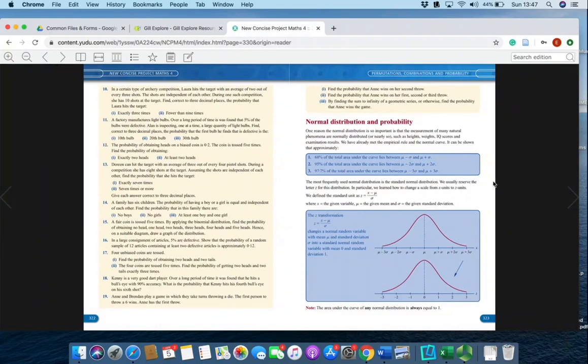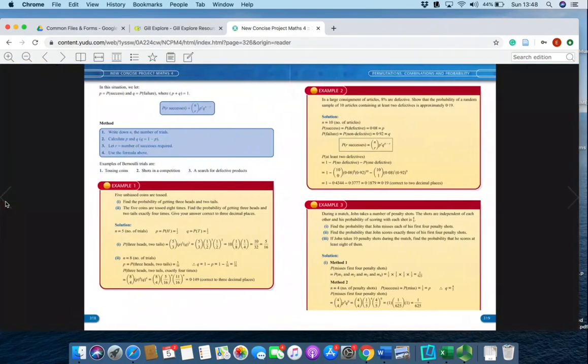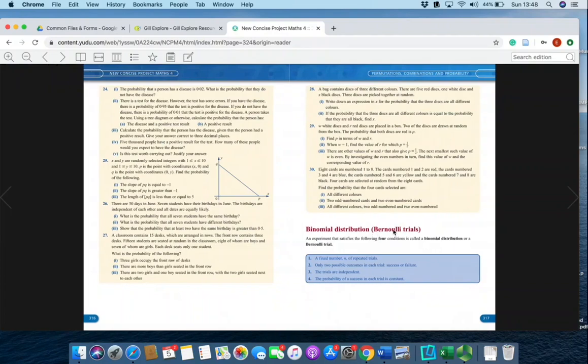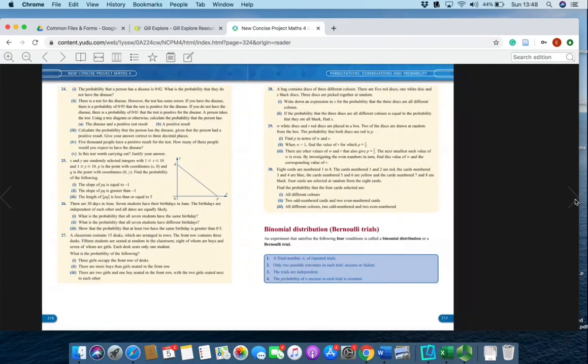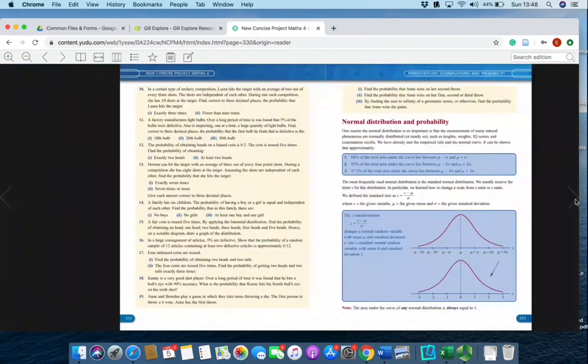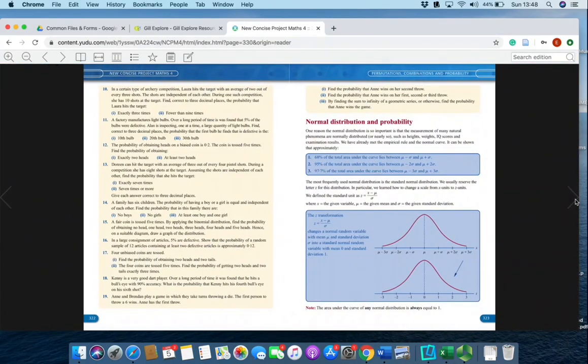Okay, so that's Bernoulli trial, extremely important. Called Bernoulli trial, most commonly in Leaving Cert books. Its official name is the binomial distribution. Okay. So now I want to bring you on to the normal distribution and probability.